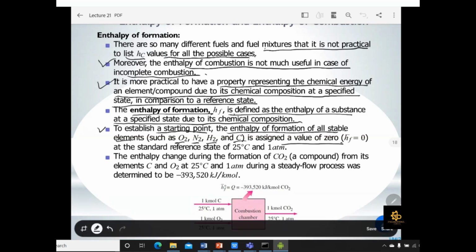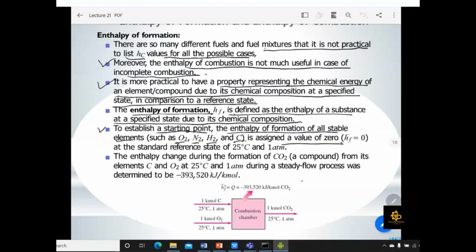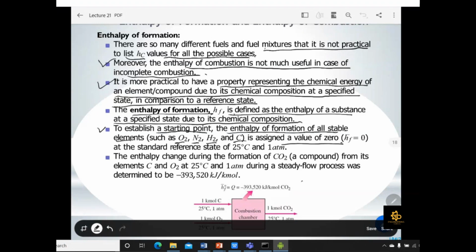Okay, so for example, if you have to find the enthalpy of formation for the reactant, and in the reactant O2, N2, H2 and carbon are present, then simply you assign the value 0 to these enthalpies of formation. Okay, so this is the starting point for the analysis.